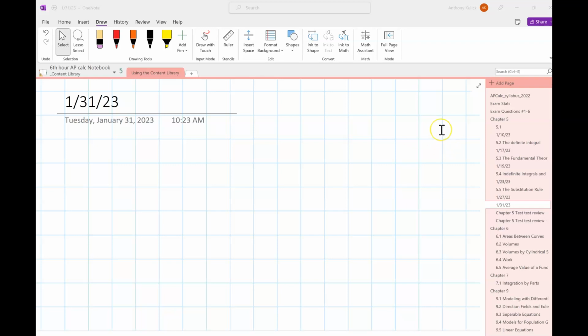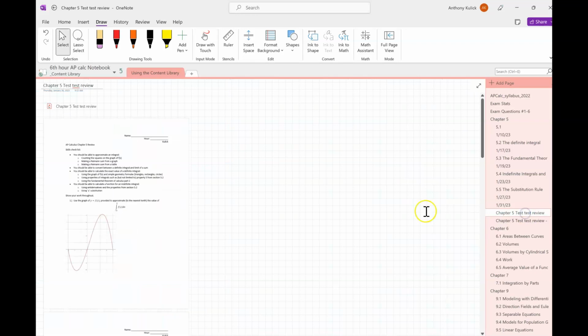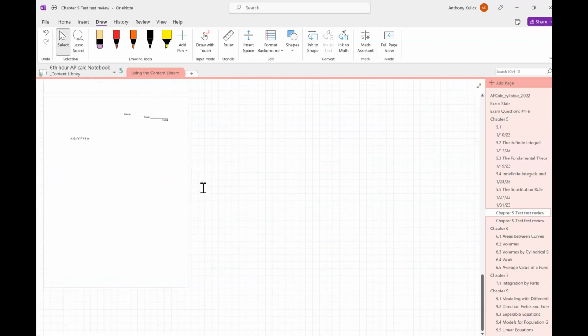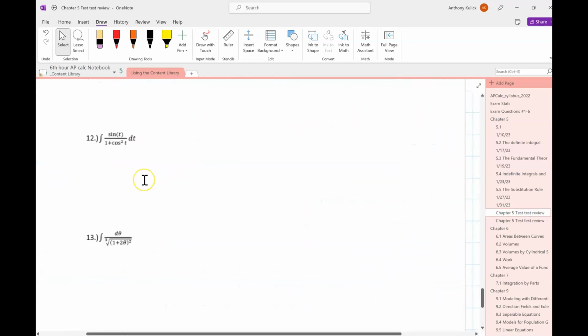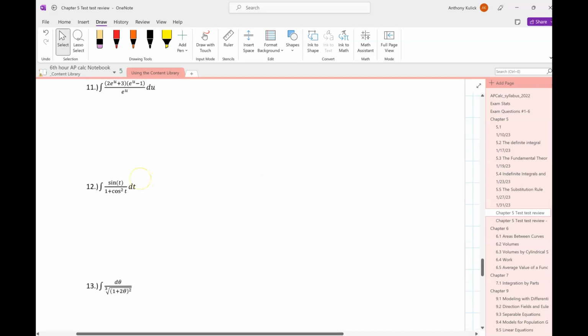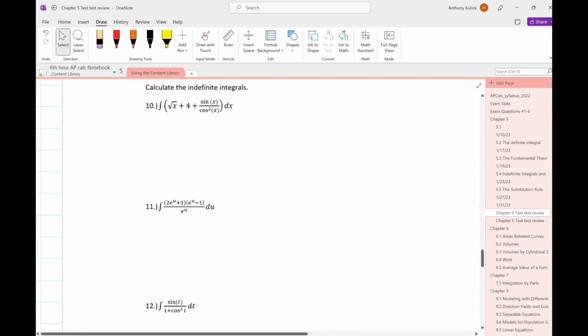And Victoria. So, for the review, by the end, where it's just evaluate the indefinite integral, how do you know when to use substitution and when not to use it? Okay. So some of them you can do without substitution, some of them you can't.